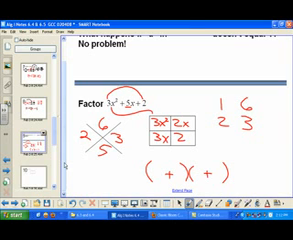Now we're going to have things that are more than just those common factors. Now here, the greatest common factor is a positive 2. Here, the greatest common factor is 3x. We can take a 3 out, and we can take an x out.